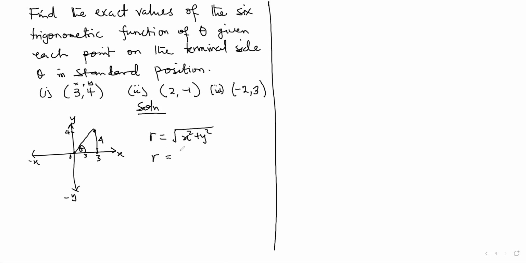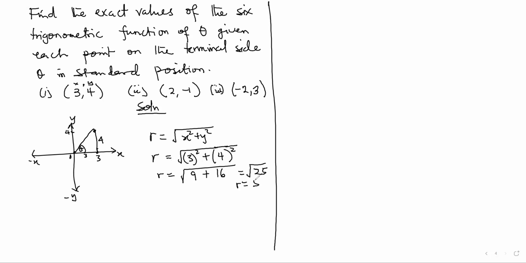So we're now going to substitute. My x is 3 and my y is 4. So we're going to have 3 squared is 9, and 4 squared is 16. This gives you 9 plus 16, which is 25.